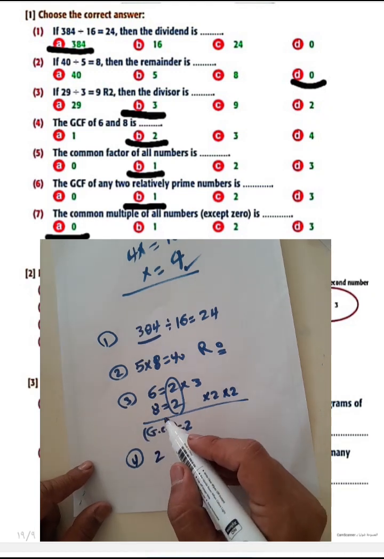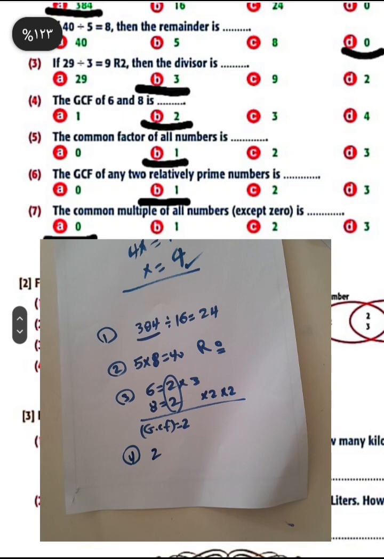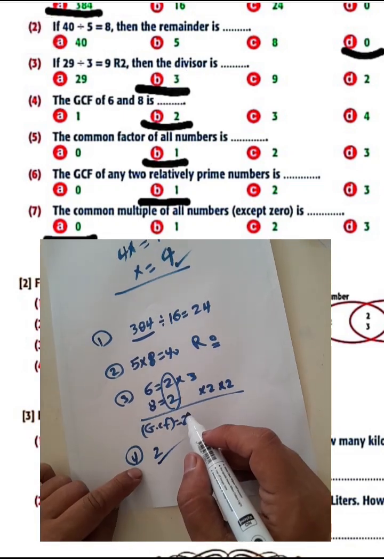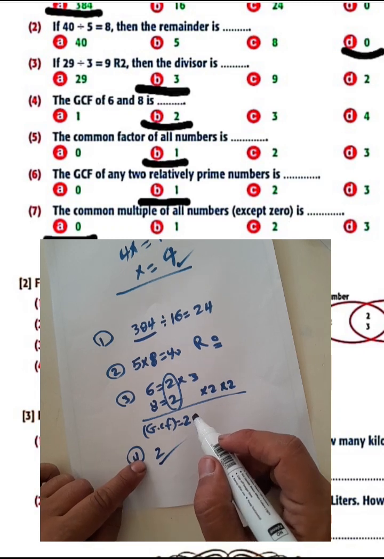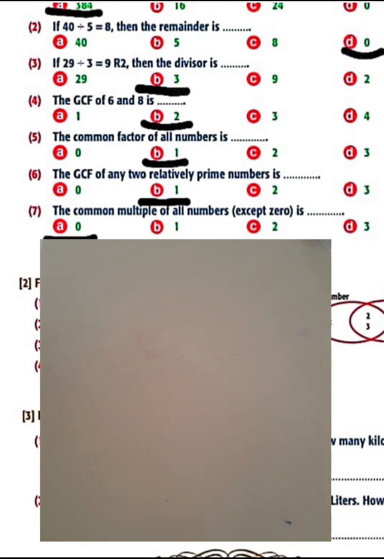And for question number 3, we solved it here, it asked about the divisor. If 29 divided by 3 equals 9 and the remainder 2, then the divisor here equals 3. Okay. Next question.